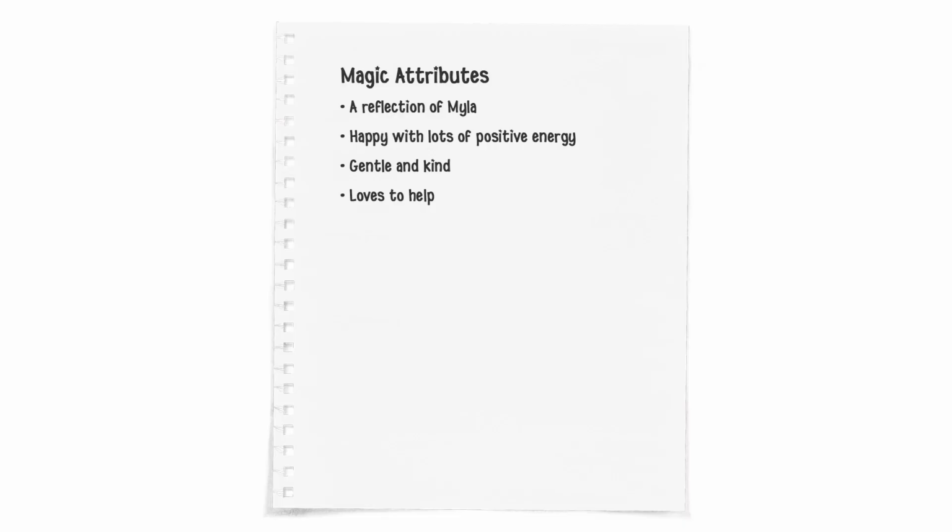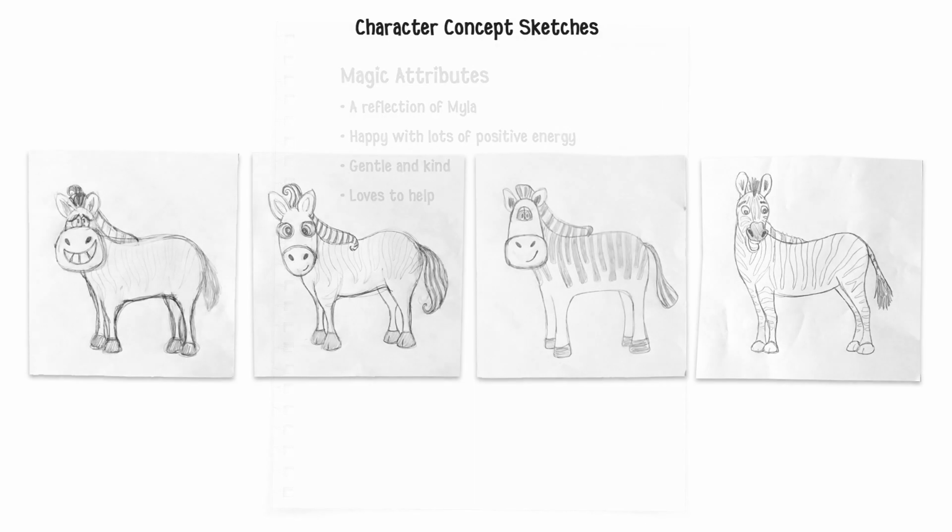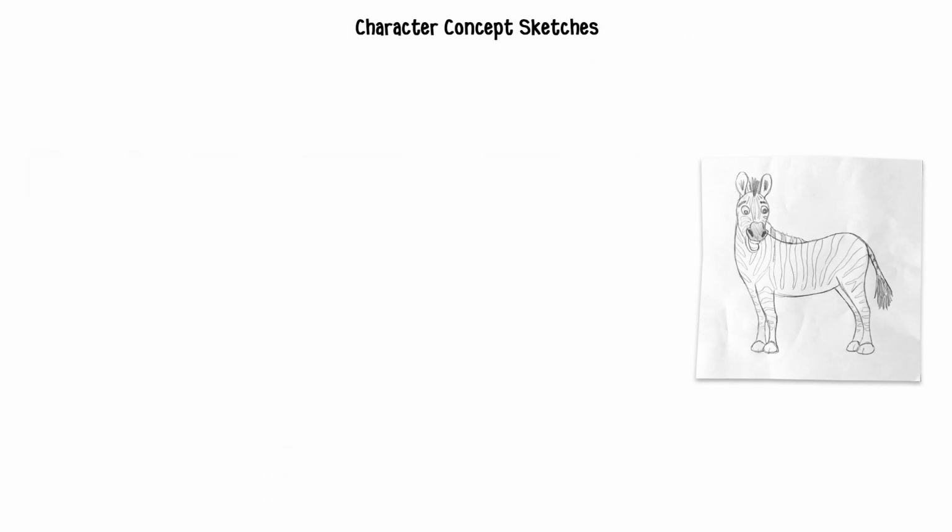I use a similar process for coloring all the characters and objects throughout the book, always starting with a flat color and then adding texture, shadows, and highlights. Now let's take a look at Magic. So again, I started with writing down a few of Magic's attributes and then doing some exploratory sketches. I felt this one best fit the style I'd established with Myla as well as Magic's personality.